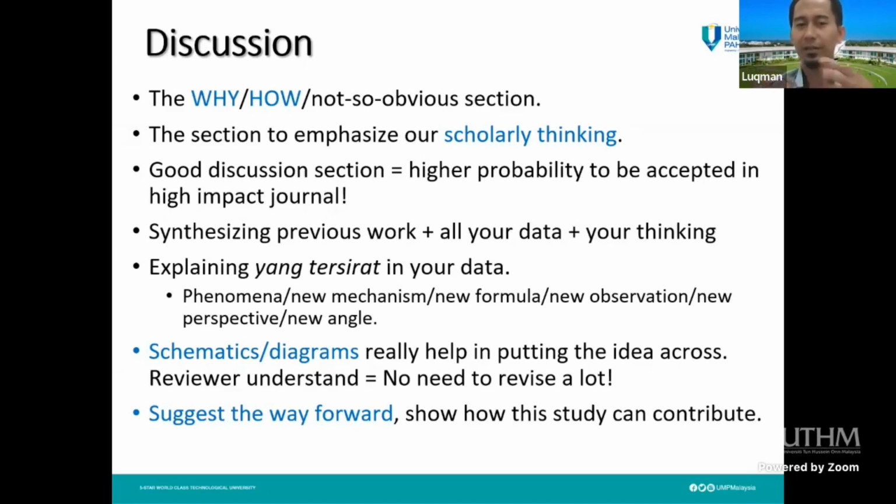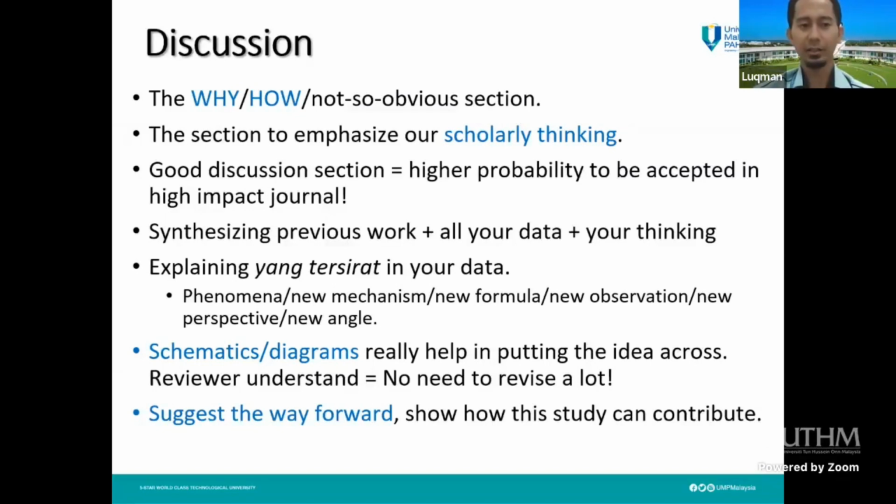Simply like that. If you can convince me to understand what you are saying here, then I won't comment. But if the sentence doesn't come across, then I have to say, okay, please redo this sentence, please revise this statement, or something like that, even though we have already tried to explain.